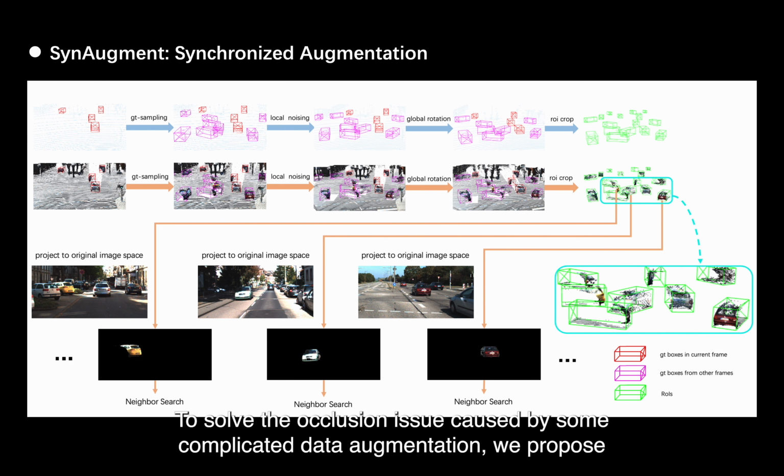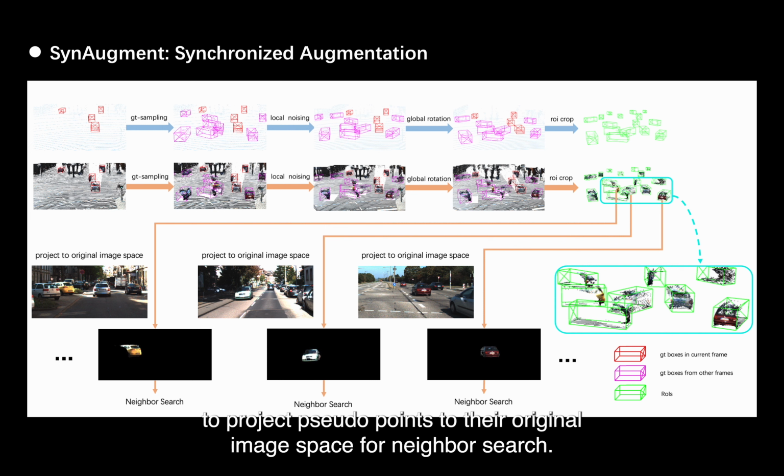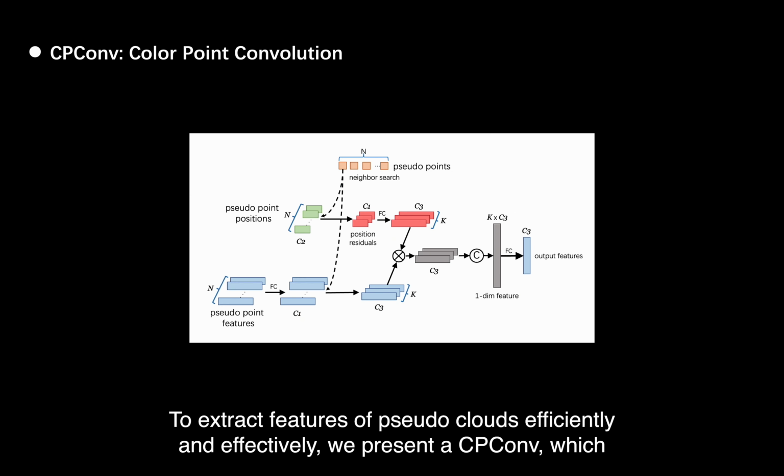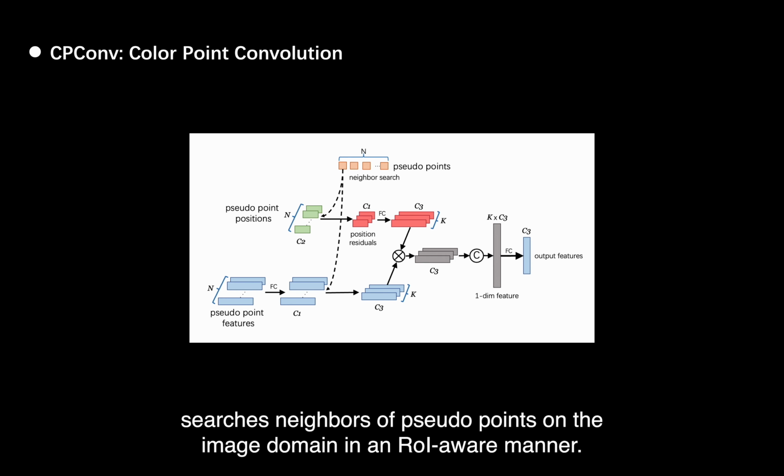To solve the occlusion issue caused by some complicated data augmentation, we propose to project pseudo-points to their original image space for neighbor search. To extract features of pseudo-clouds efficiently and effectively, we present CPConv, which searches neighbors of pseudo-points on the image domain in an RoI-aware manner.